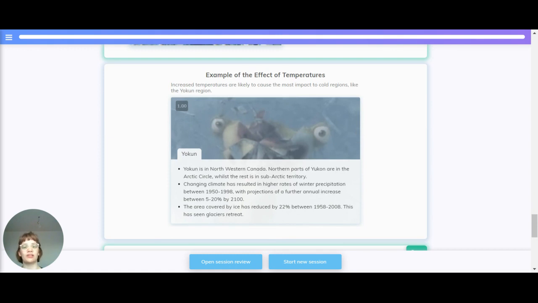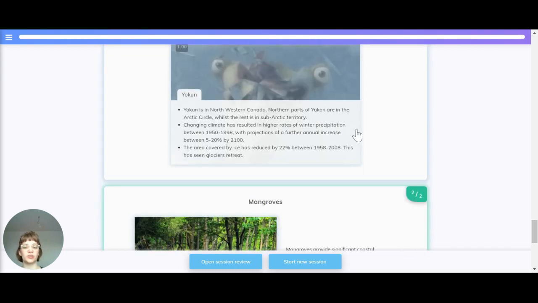One example of the effect on temperatures is in the Yukon region. This is in northwestern Canada. Northern parts of the region are in the Arctic Circle, while the rest is in subarctic territory. Changing climate has resulted in higher rates of winter precipitation between 1950 and 1998, with projections of a further annual increase between 5 and 20% by 2100. The area covered by ice has reduced by 22% between 1958 and 2008. This has seen glaciers retreat.